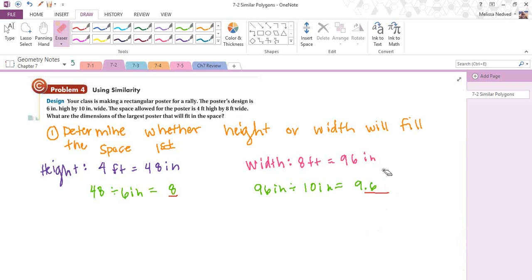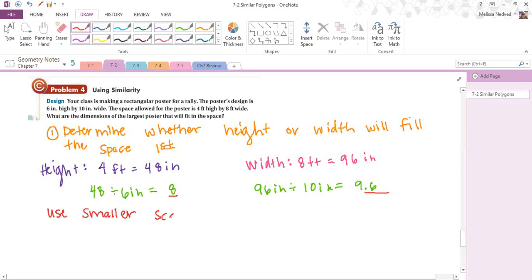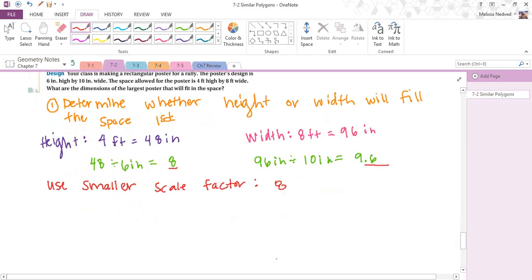So once I figure out the scale factor of each, I need to take the smaller scale factor so that I don't end up going off the poster. In this case, I'm going to use a scale factor of 8. If I blow up my original design by a scale factor of 8, it's going to take up the whole height. It won't quite take up the whole width of the poster, but that's okay. It's not going to distort my design.